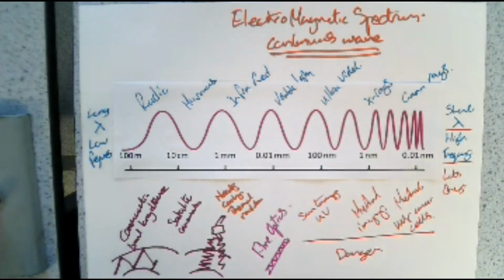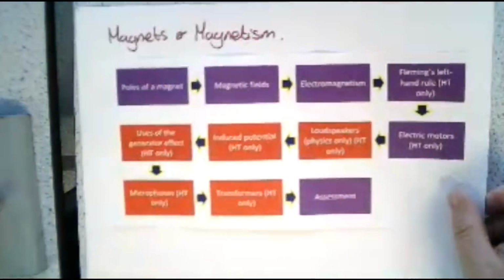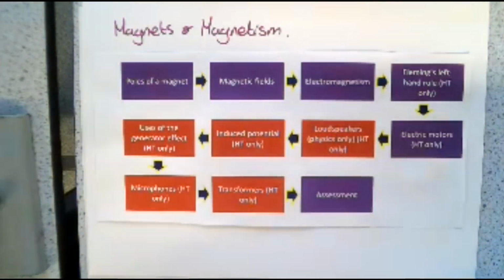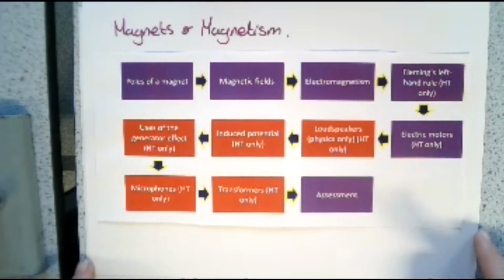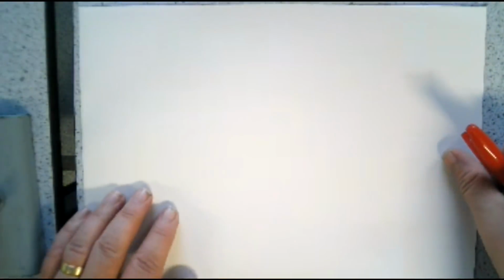Now, we're going to go on and go through the magnets and electromagnetism part for Trilogy, Higher and Foundation. You can see from this breakdown that we don't have a huge amount of information that we need to go through, and I'll highlight which parts are higher for higher tier students only. So if we start off with the basics of a magnet.